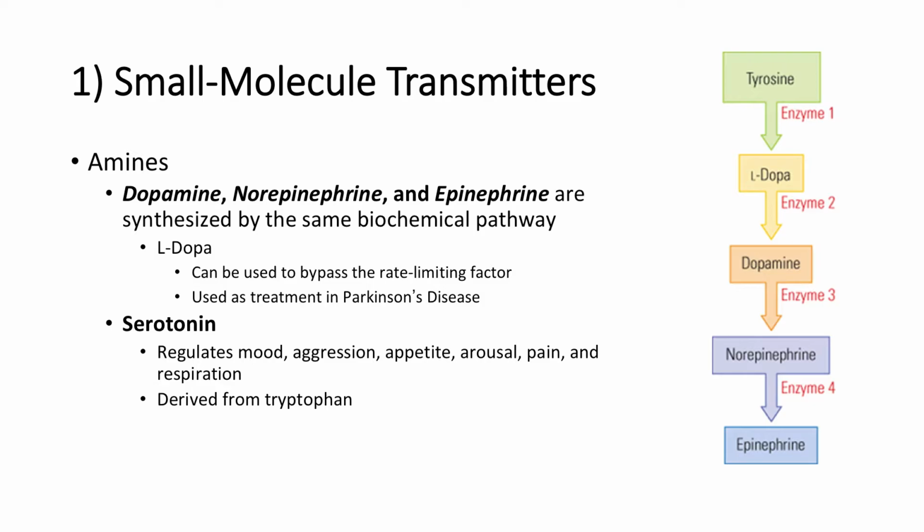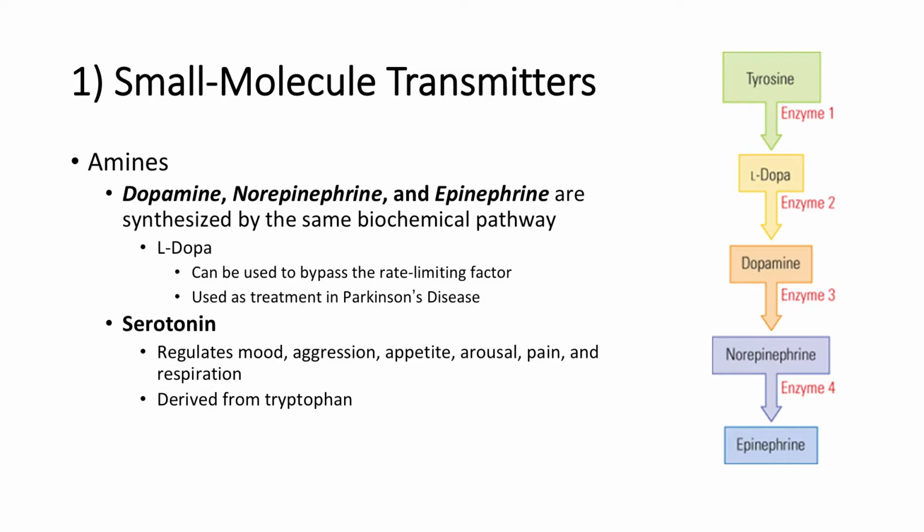So in Parkinson's disease, there is an insufficiency of dopamine. You cannot give someone dopamine directly because it will not pass through the blood-brain barrier that we talked about earlier. However, L-DOPA does pass through it. So often L-DOPA is used to increase dopamine levels in people that have Parkinson's disease.